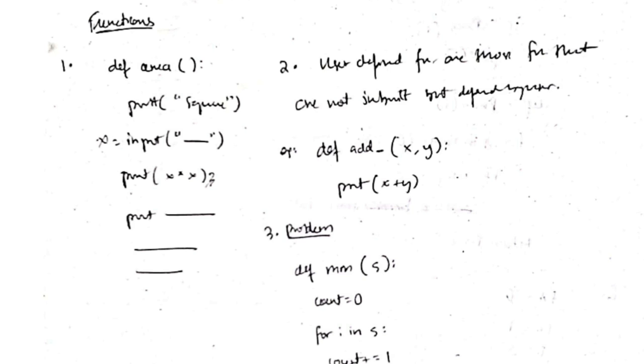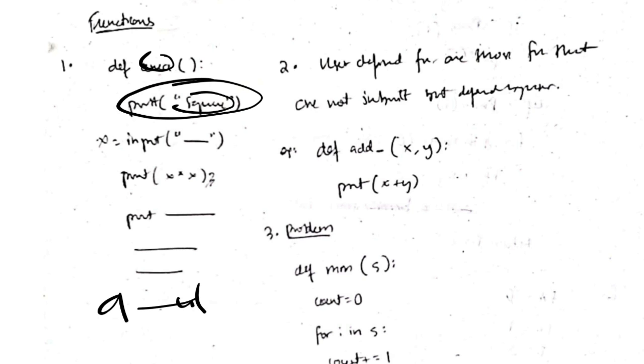Just take the simple example here. What I have defined is def area, and here I have written the brackets, then a colon. These four things you have to remember: def, area, brackets, and colon. After you have written that, whatever you want to happen when that function is called, you will write here. Area is the function, so when you call area, the square will be printed.